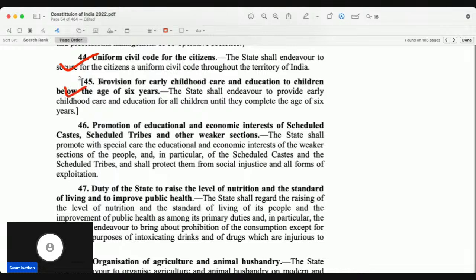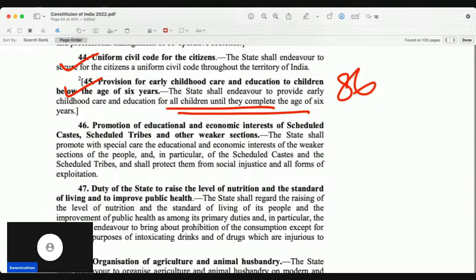Article 45, as we were discussing, the right to education, we have discussed that earlier. It was a kind of DPSP, so that is now moved to Article 21A. Six to fourteen years is now made a fundamental right. But the words of Article 45 were changed by the 86th Amendment Act. This provides for early childhood care for children from 0 to 6 years. This is what is provided under Article 45.